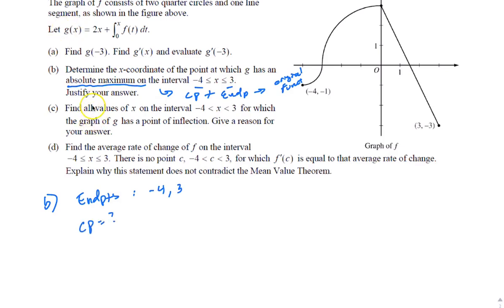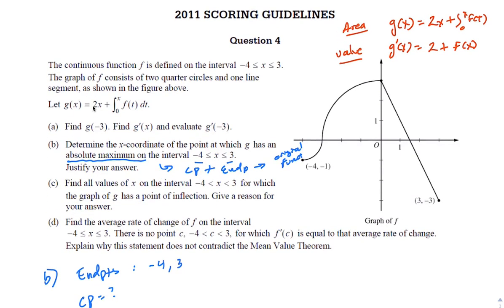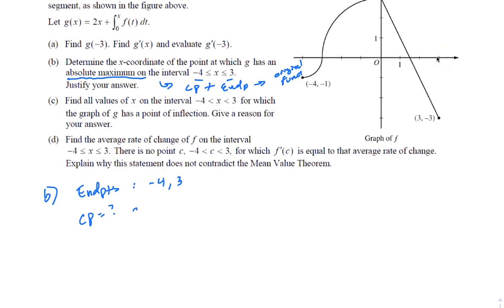Remember the way you find critical points? You take a derivative, which we have our formula for up here, is just this guy right there, and set it equal to 0. So I'm going to set 2 plus f of x equal to 0, which gives f of x equals negative 2. So I gotta see where f of x equals negative 2. That's going to be our critical point. So here's negative 2. We gotta figure out where does that hit this guy at.